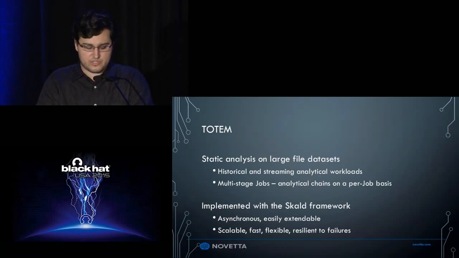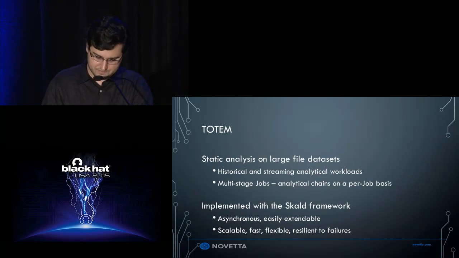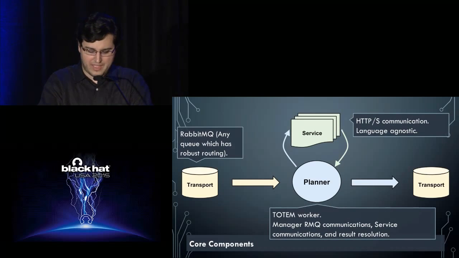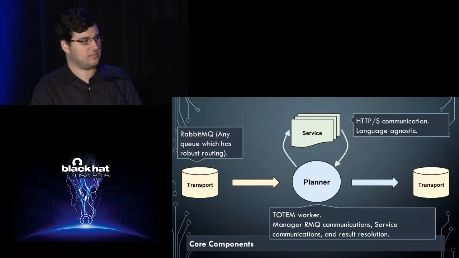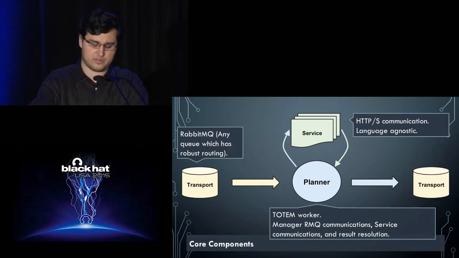So we implemented it along the same time as we began to define the Scald framework, and we've ended up with an asynchronous and easily extendable system that lets us scale very well and be resilient to failures in a distributed environment. So calling back to the graph we saw a little bit earlier between the transport, planner, and service layers, this is how we've implemented it in terms of Totem.